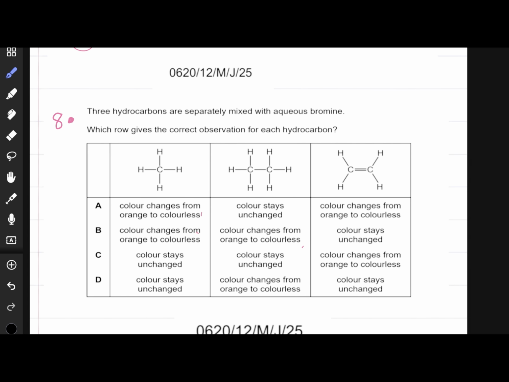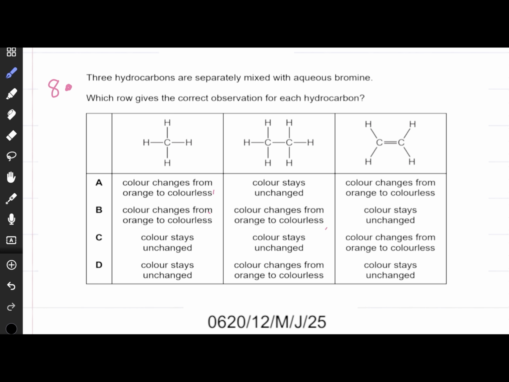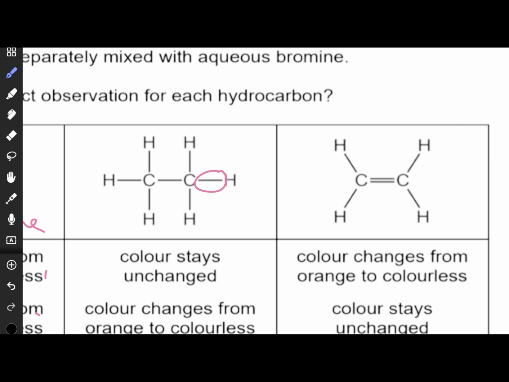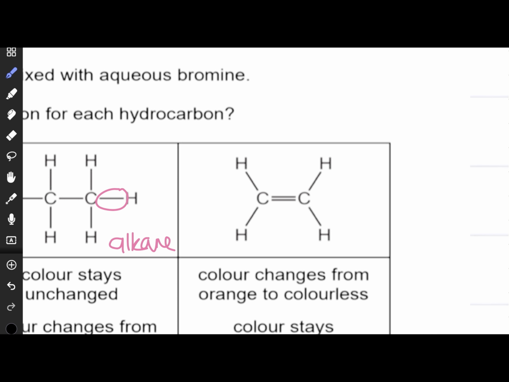Now, let's talk about question number 8. It says that 3 hydrocarbons are separately mixed with aqueous bromine, and which row gives the correct observation for each hydrocarbon? So let's read the diagrams. The first represents a single bond, so it is an alkane. The second diagram also represents a single bond, so it's also an alkane. And the third diagram represents a double bond between two carbon atoms, so it is an alkene.